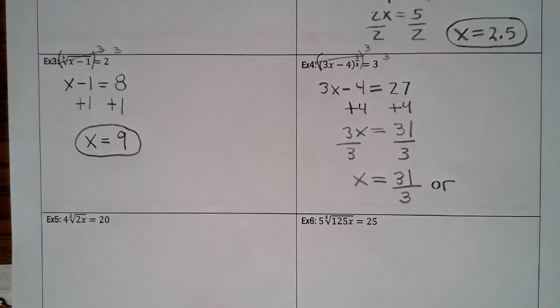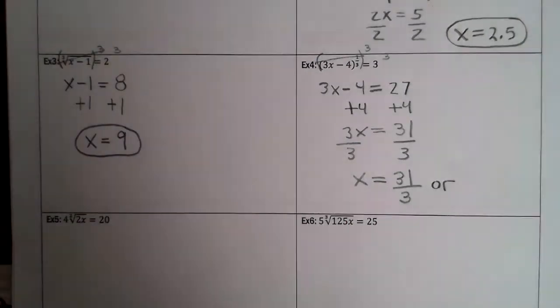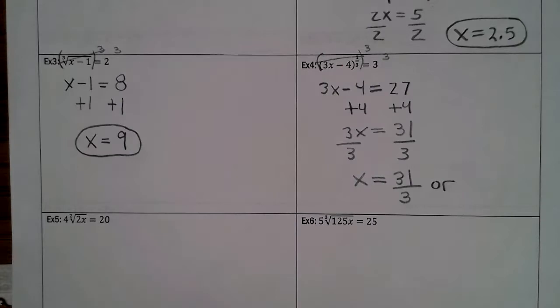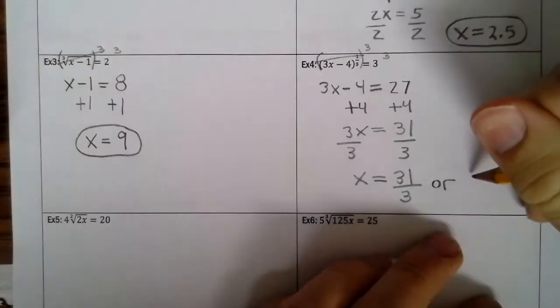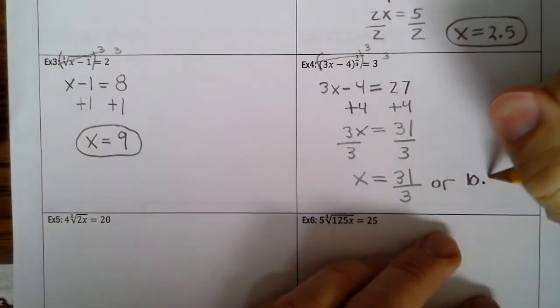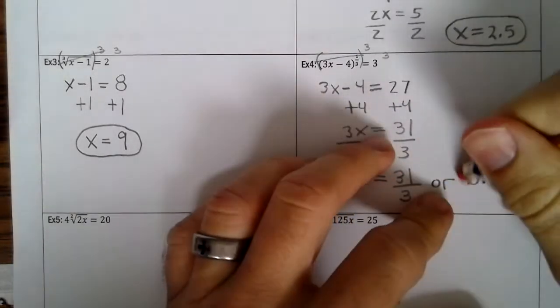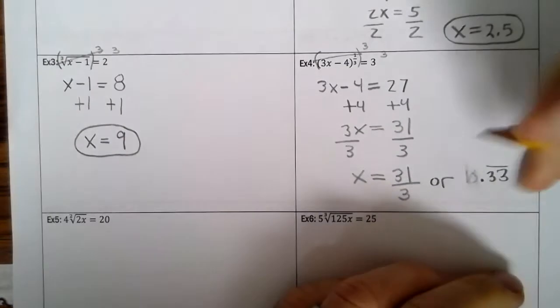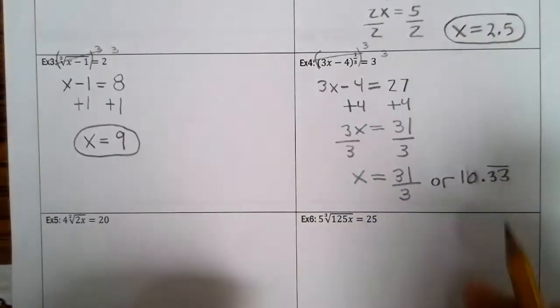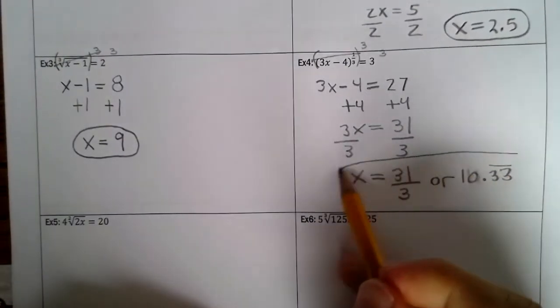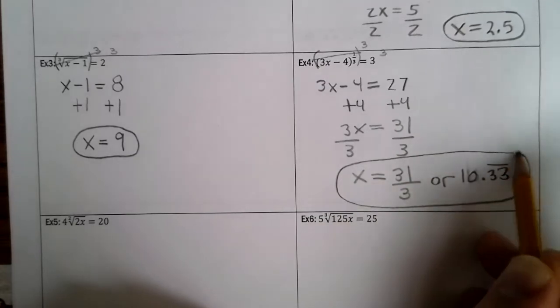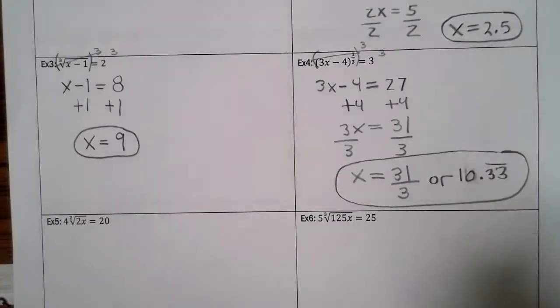And 31 divided by 3 is 10.33 repeating. And we write that so it's a little bit better: 10 and 1/3. You can write it as either one of those. I prefer the fraction because it's just much cleaner, but either one is mathematically acceptable.